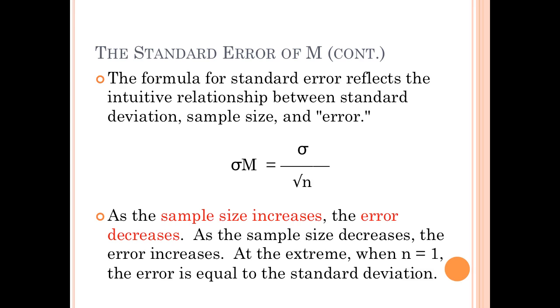The formula for the standard error of the mean reflects the intuitive relationship between standard deviation, sample size, and error. As sample size increases, the error decreases. As sample size decreases, the error increases. At the extreme, when n equals 1, the error is equal to the standard deviation. So as you're making your denominator bigger, your end product gets smaller, the standard error.